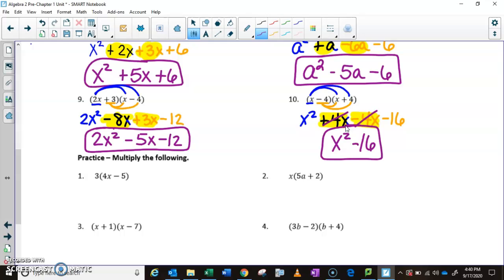All right, so we have the distributive property and the process of multiplying two polynomials together, two binomials together, using FOIL. The 6 at the bottom will be your assignment.